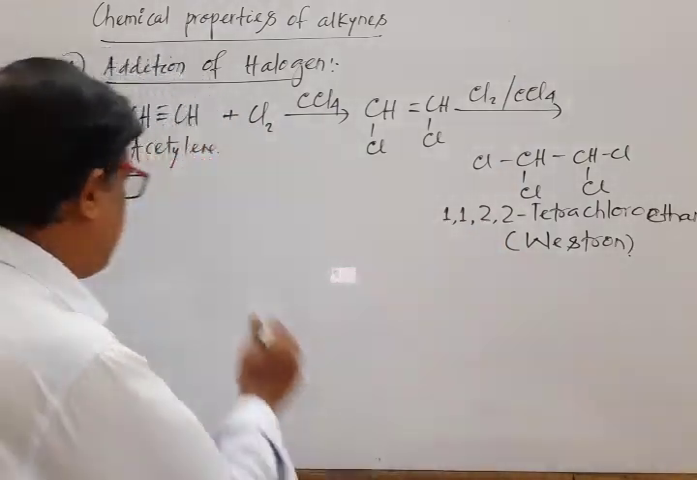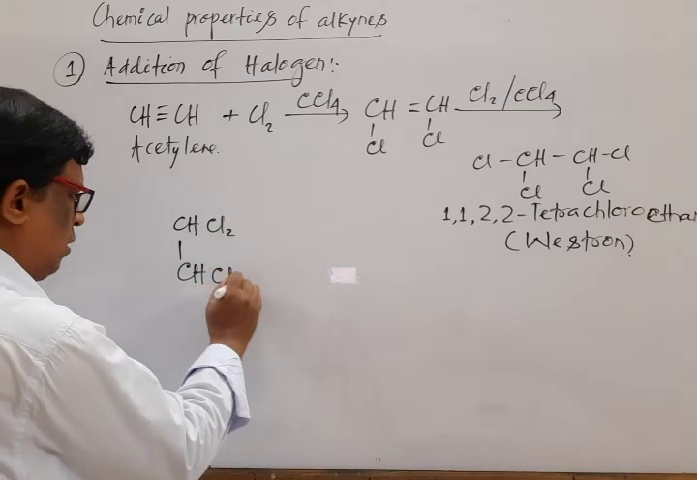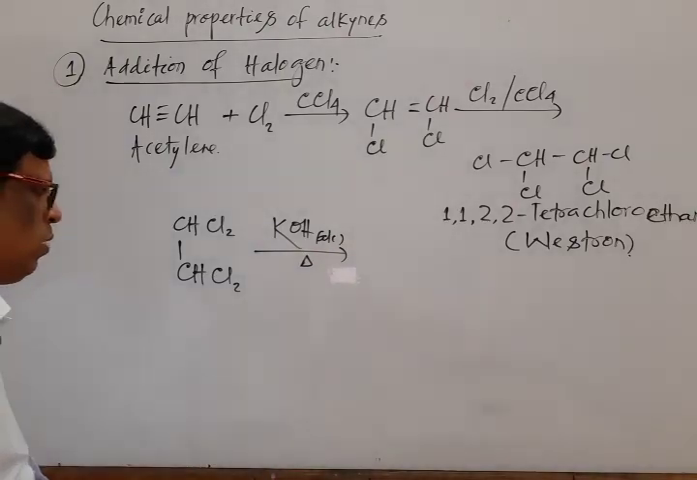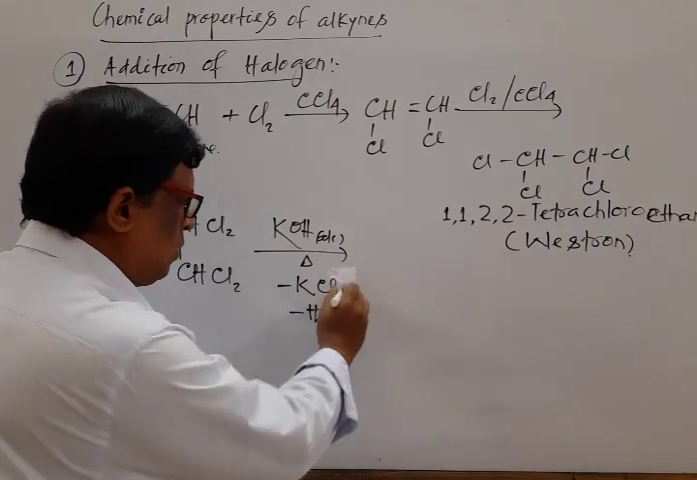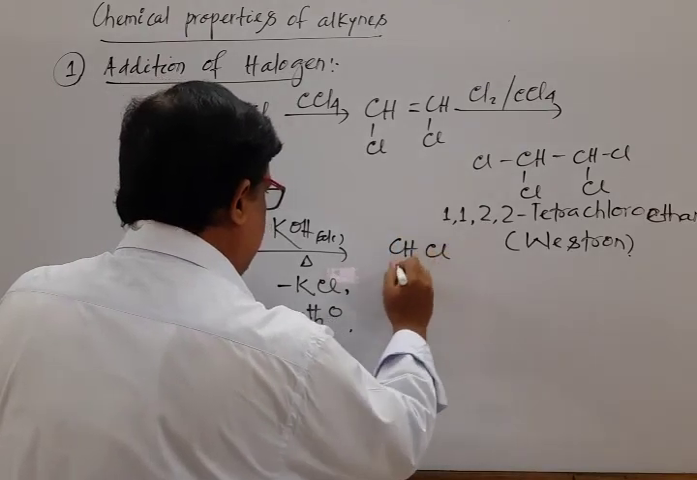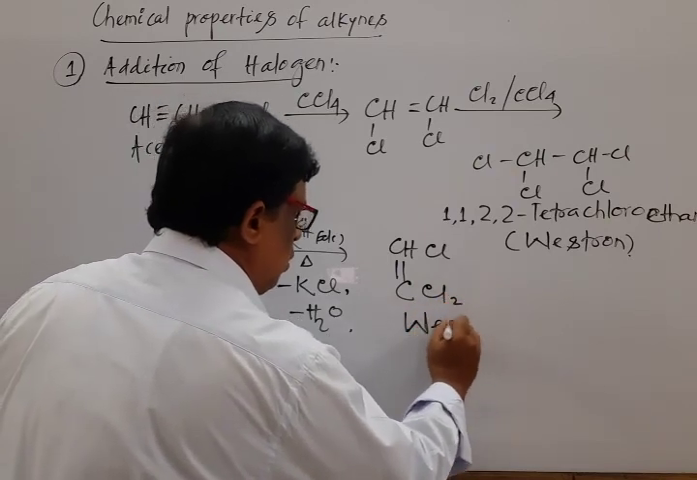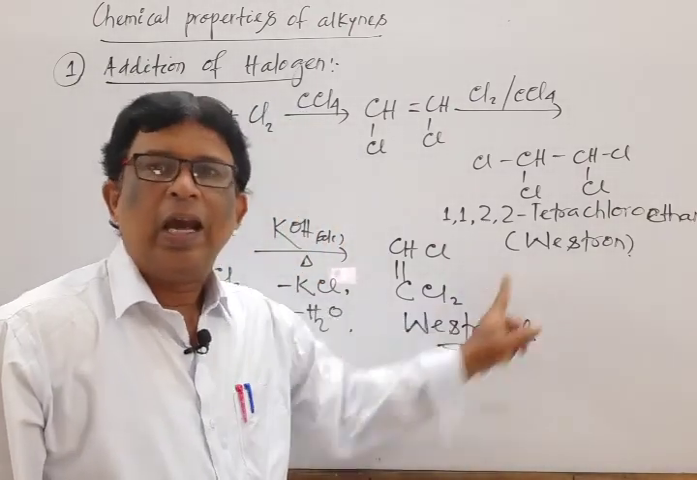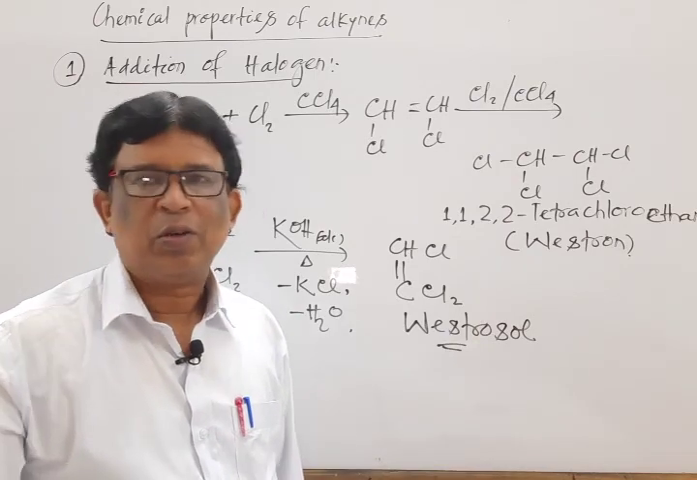Mark that. This Westron, that is CHCl2-CHCl2, when heated with alcoholic potash, undergoes dehalogenation and dehydration, resulting in the formation of CHCl=CCl2. It is known as Westrosol. Remember that, very very important. Westron and Westrosol are two important solvents. Okay, so note down the statement.